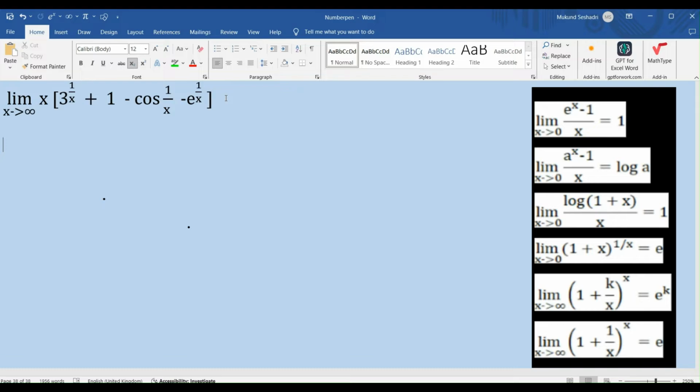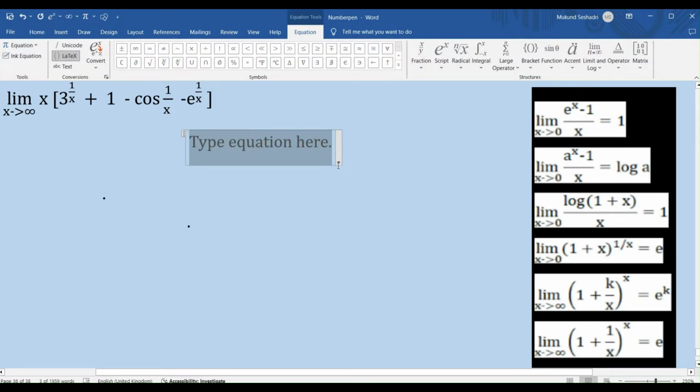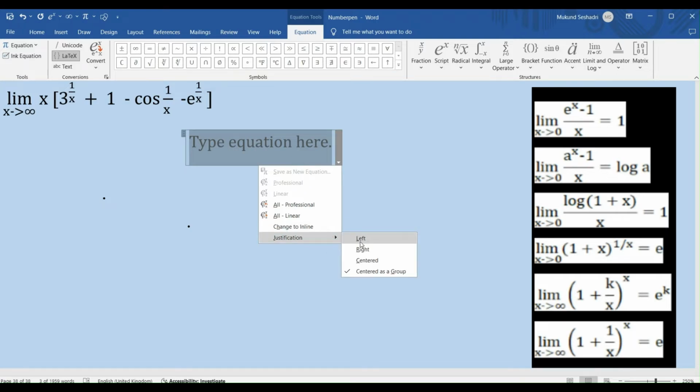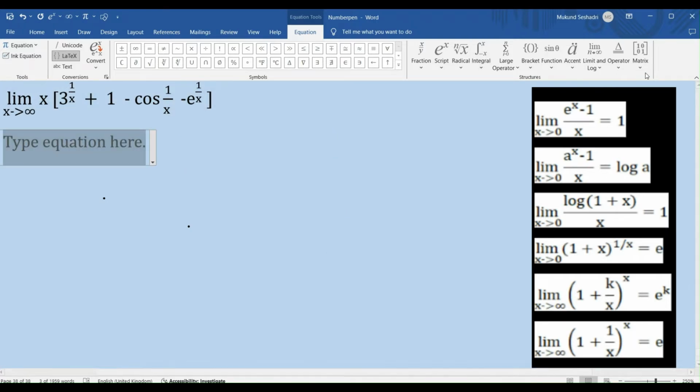So in these problems, a good approach would be to substitute 1 by x equals y, right? And if your x tends to infinity, then your 1 by x will tend to 0, so y will tend to 0. So let's rewrite this expression in that format. We're going to do a complete substitution and let's see how we can solve this problem, right?